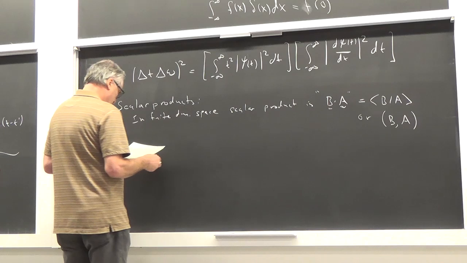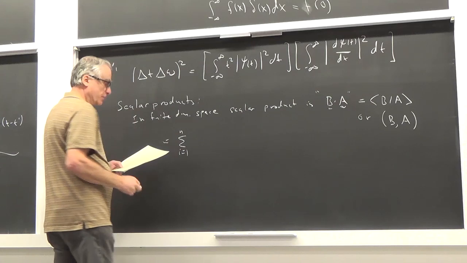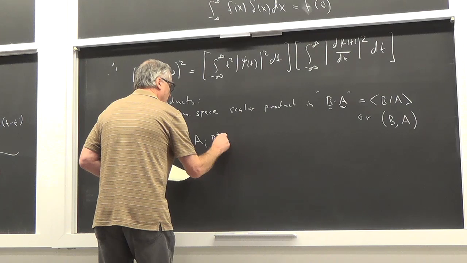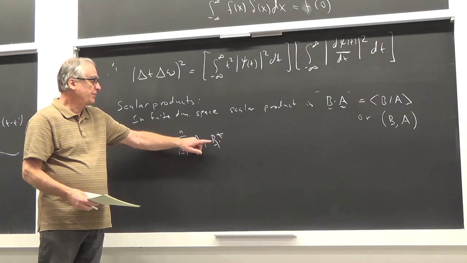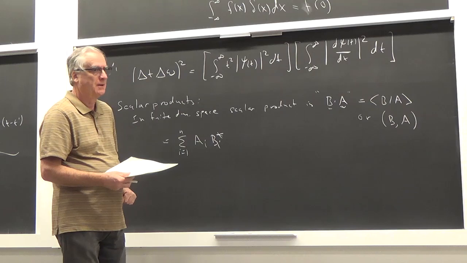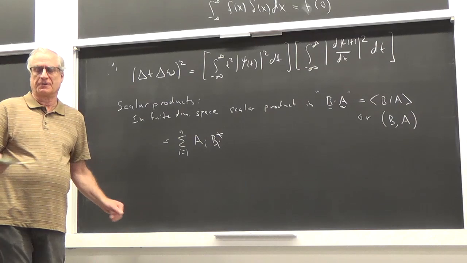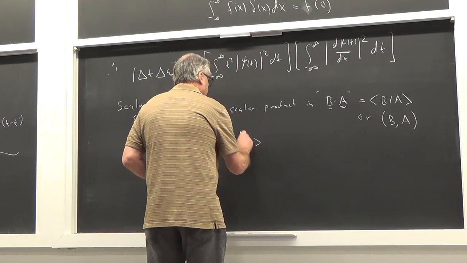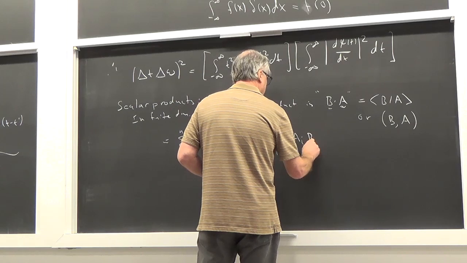So what is this? In finite dimensional space, the most common scalar product that people use is just a sum over the components, A sub i and B sub i, the products of the components. If you're working in a complex linear space, you have to remember to put a complex conjugate sign on the B's. It's the convention. With that definition, we satisfy all the properties of a scalar product. We can take n goes to infinity, and nothing changes: the sum from i equals 1 to infinity of A sub i, B sub i star. This is the same definition in an infinite dimensional vector space.